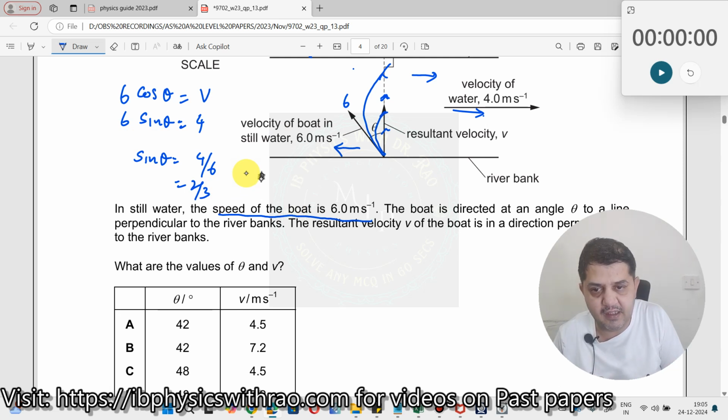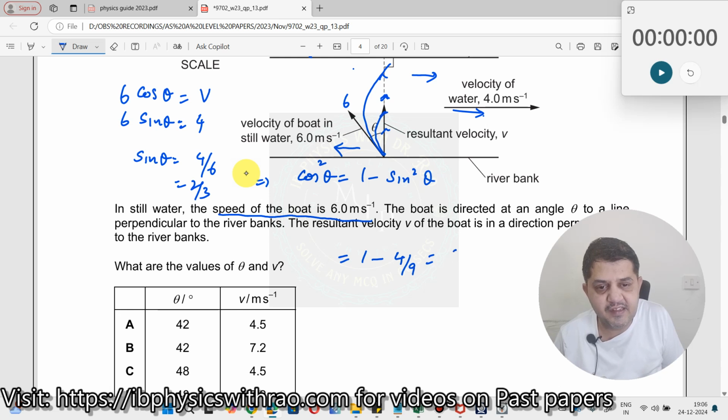Nothing great. Okay, now from here let us first get the value of v. If sin theta is equal to so much, I'll have cos square theta is equal to 1 minus sin square theta, which is 1 minus 4 by 9. I'm sorry, this is not squared, this is 4 by 9 itself, so 1 minus 4 by 9 should now be equal to 5 by 9, right? I already squared this. 2 by 3 whole square is 4 by 9.